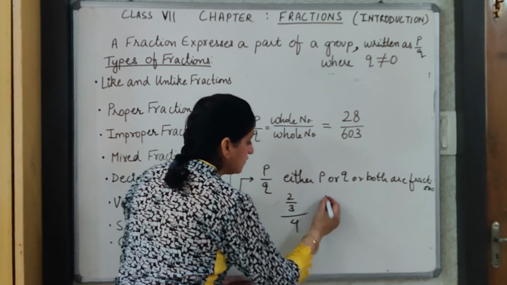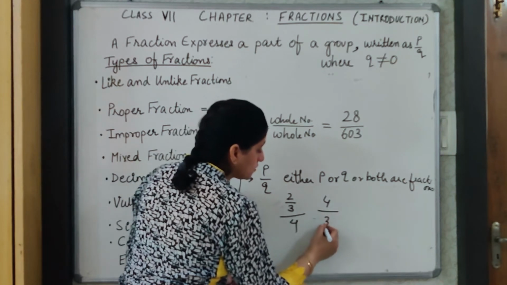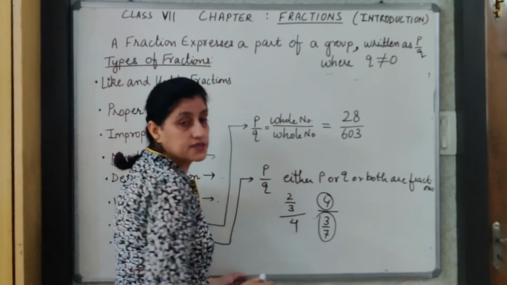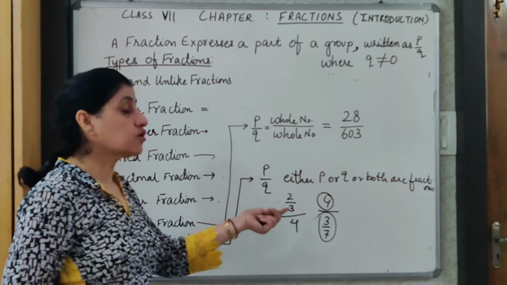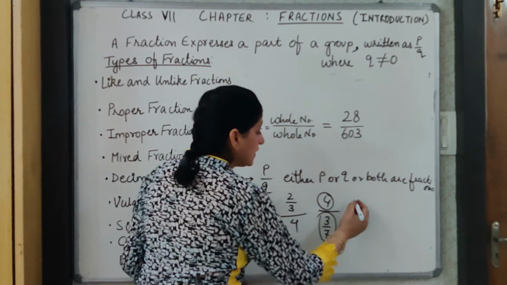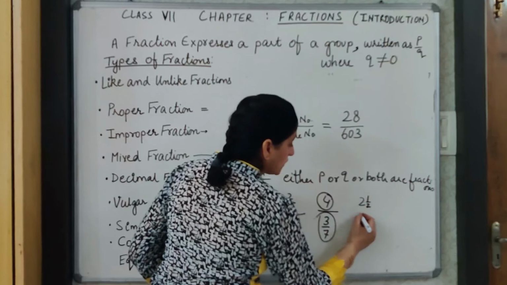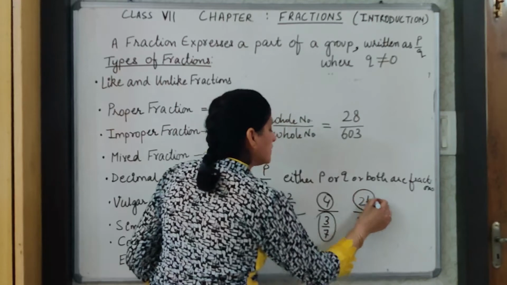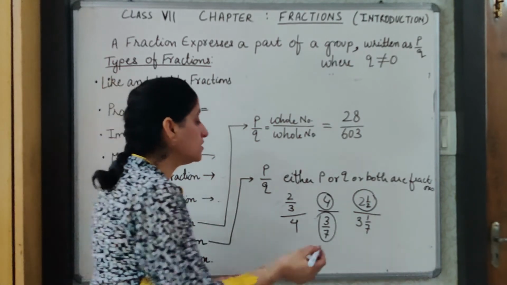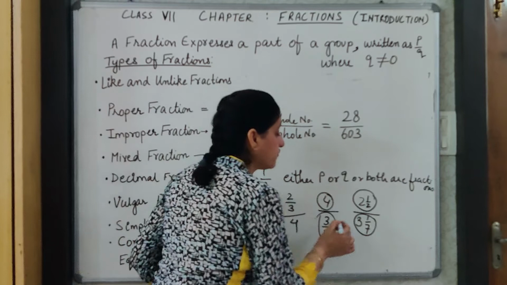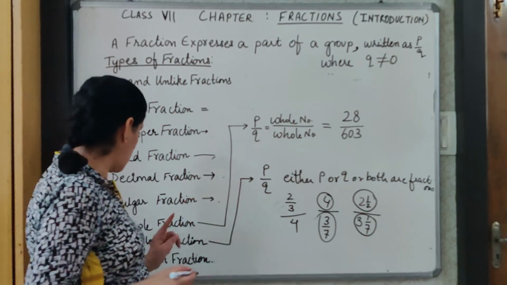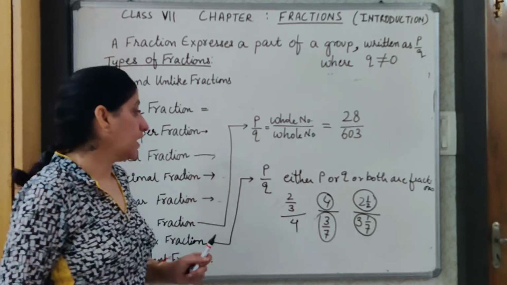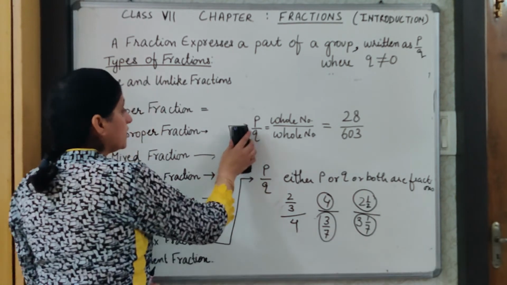Or I have say 4 upon 3 upon 7. Now my numerator is a whole number but my denominator is a fraction. So this also becomes a complex fraction. Then I can have, say, a mixed fraction, 2 whole 1 upon 2, and here I have 3 whole 1 upon 7. So my numerator is also a type of fraction, a mixed fraction. My denominator is also a type of fraction. Such fractions are called complex fractions. Clear? And now last we move on to the equivalent fractions.